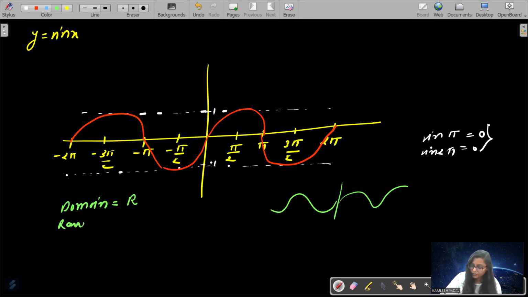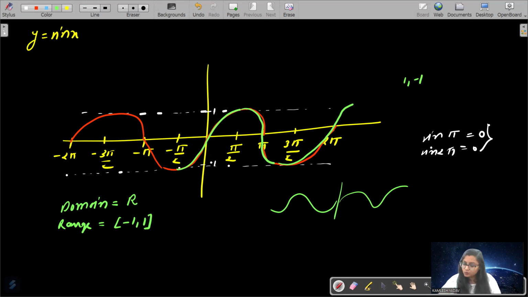And what about the range? Here we see that the graph of sin x is increasing from minus 1 to plus 1, then decreasing from 1 to minus 1, then again increasing from minus 1 to plus 1, then decreasing from 1 to minus 1. So the range is minus 1 to 1. So this is the graph of sin x, and for this graph the domain is R and the range is minus 1 to plus 1.